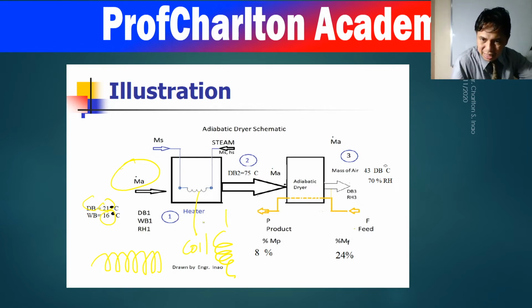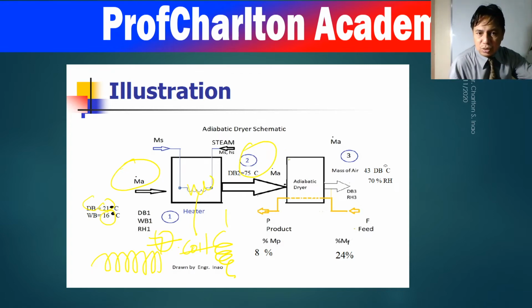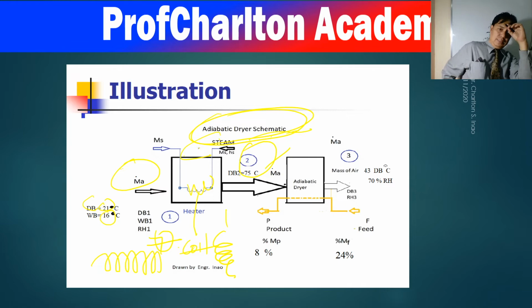Here is the entrance, that is point one. Then point two: when the air passes through the heater, it will become hotter. It's heated to 75 degrees centigrade. So here is the heater. Then that heat will be used in the adiabatic dryer. This is the adiabatic dryer, because in air drying our ideal situation is the adiabatic dryer schematic, or the plan of the adiabatic dryer.